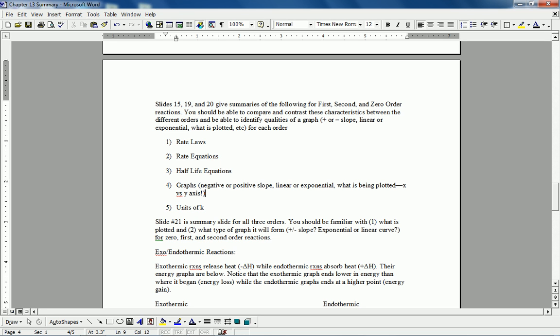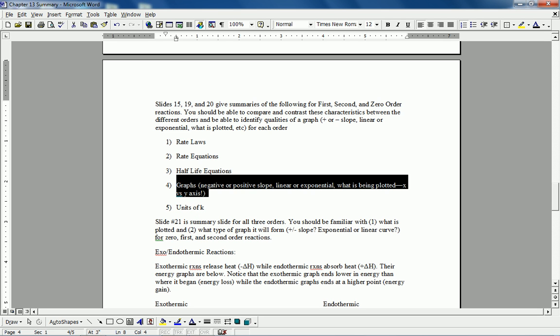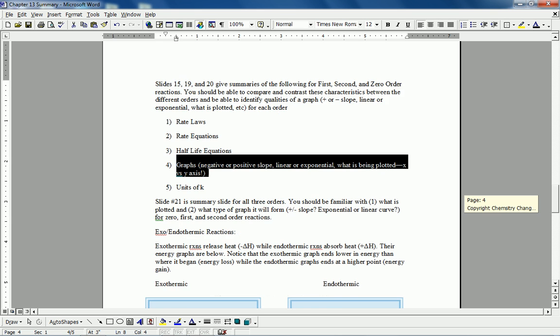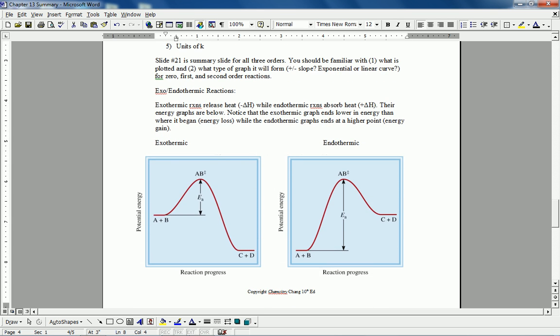And by looking again at the positivity or negativity of the slope, whether it's linear or exponential, and again what is being plotted, you can then determine what the units of K are, meaning what the slope is, and that will help identify whether that reaction is first, second, or zero order without having to look at a data set. Alright, so make sure you're very familiar with those. There is a summary slide to help you.